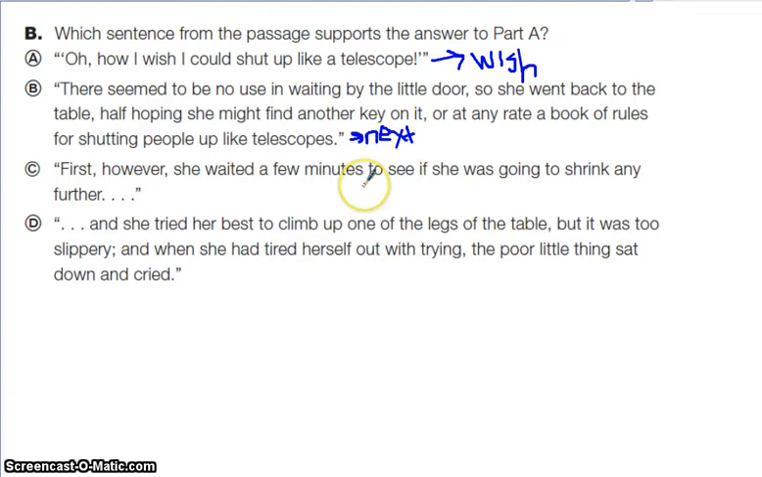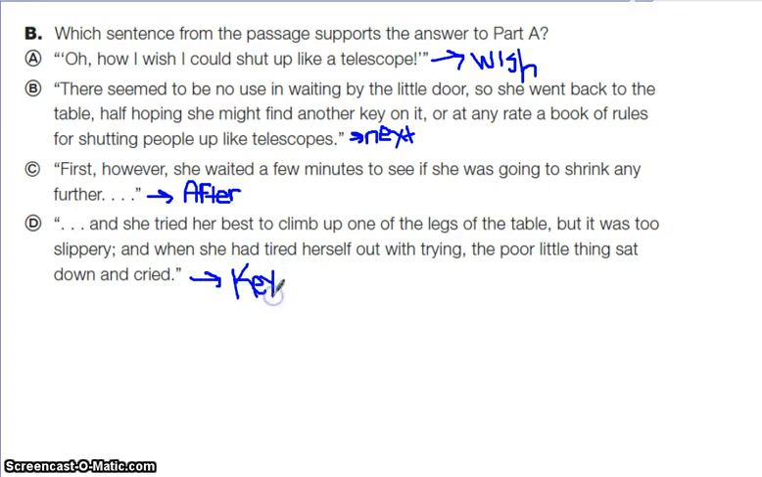First, however, she waited a few minutes to see if she was going to shrink any further. All right, so this actually comes after she drinks or eats the cake and is getting smaller. And so this is more directly tied to later on in the story. And she tried her best to climb up one of the legs of the table, but it was too slippery. And when she had tired herself out with trying, the poor little thing sat down and cried. Okay, so this comes after she leaves the key and she's too little to go back and get it.